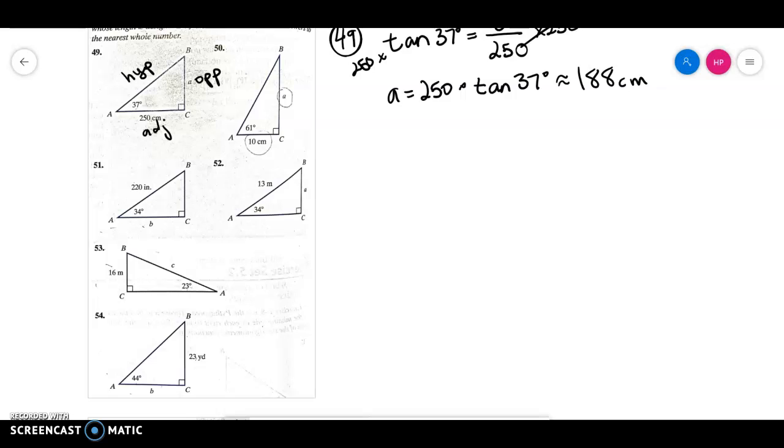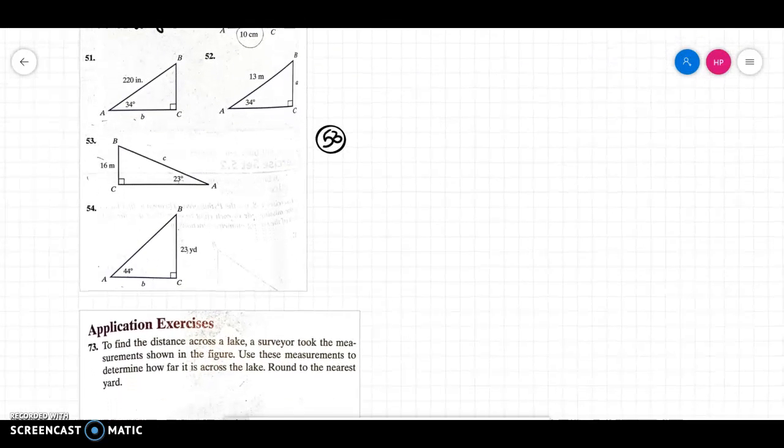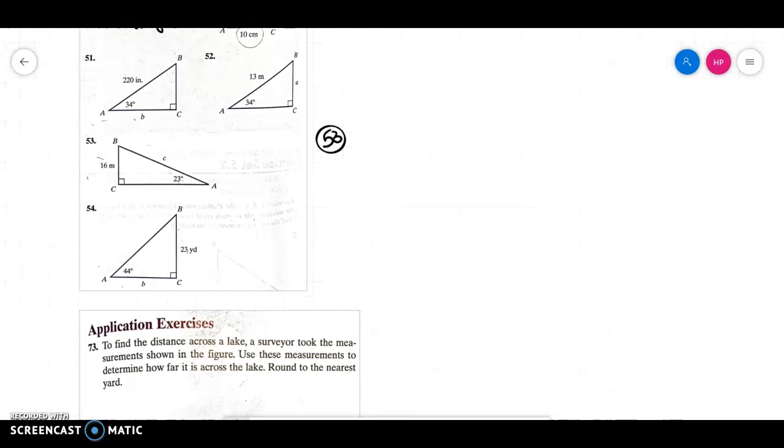But 53 is a little different. So for 53 down here, I have my 23 degrees. I have my hypotenuse this time. C is labeled as the hypotenuse. My 16 is opposite from my 23. It's my adjacent side that doesn't have a label. So if I have opposite and hypotenuse labeled, I'm going to end up using the sine. So the sine of 23 degrees is equal to 16 divided by C.